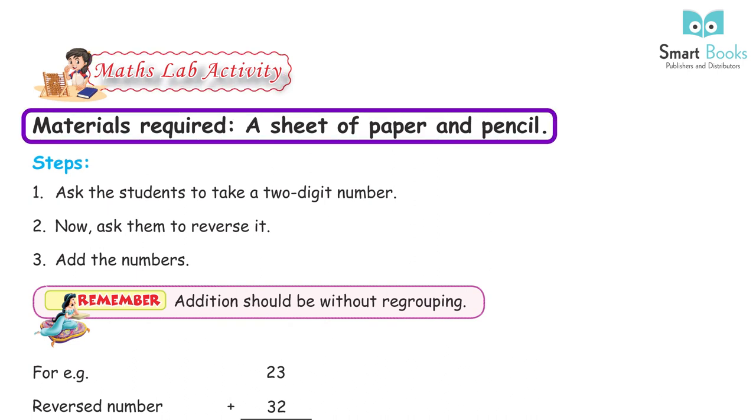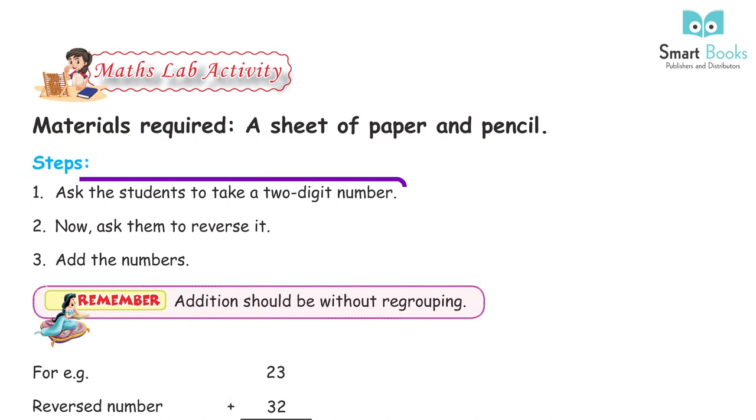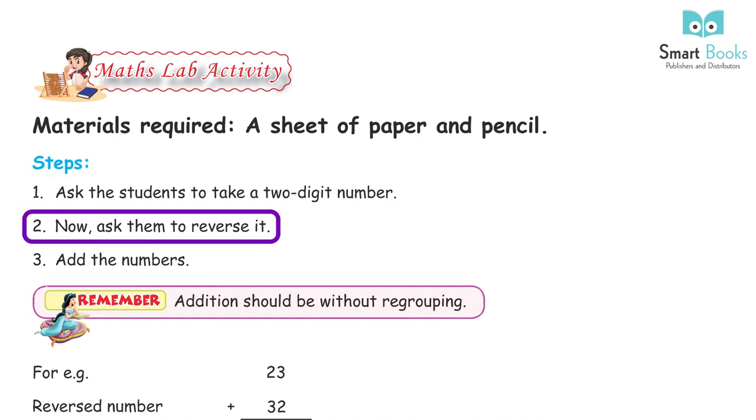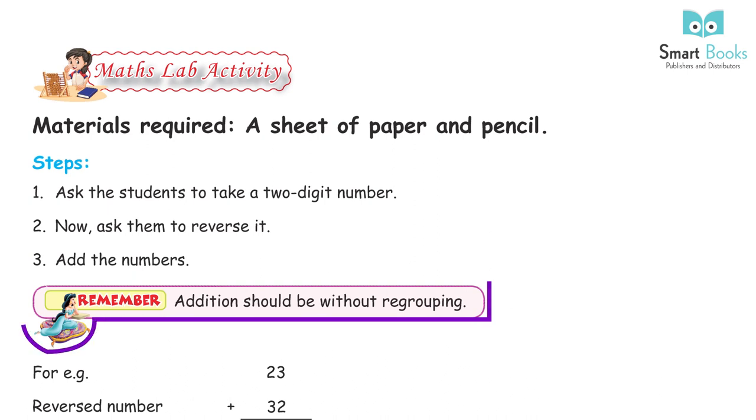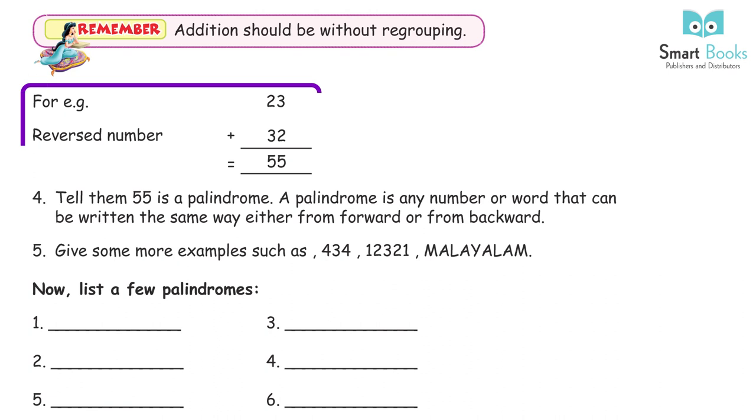Materials required: a sheet of paper and pencil. Steps. 1. Ask the students to take a two-digit number. 2. Now ask them to reverse it. 3. Add the numbers. Remember, addition should be without regrouping. For example, 23 plus 32 is equal to 55.